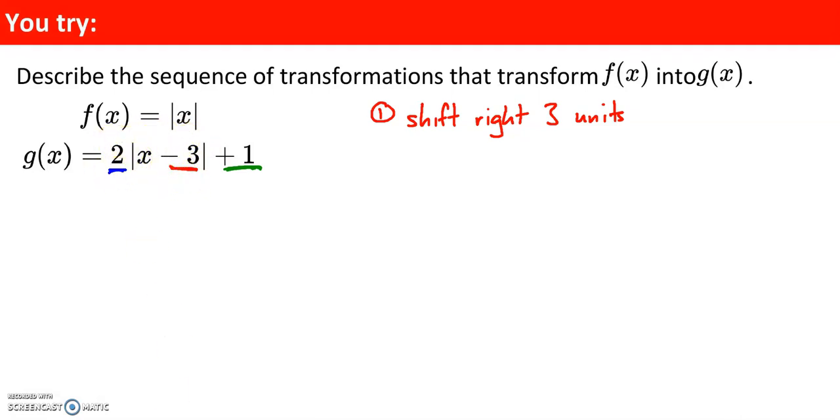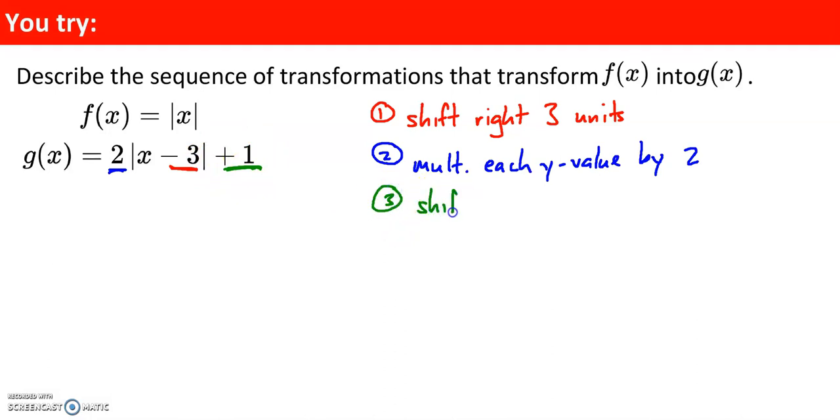Yeah, we would multiply. So the 2 is second. The 2 is multiplied not by the x, but by the function, by the absolute value. So it's going to multiply each y value by 2. Or you could say it stretches the graph vertically by a factor of 2. The very last thing that happens to the function itself, we add 1. So that will shift the graph which way? Added to the function itself, it's up 1 unit.